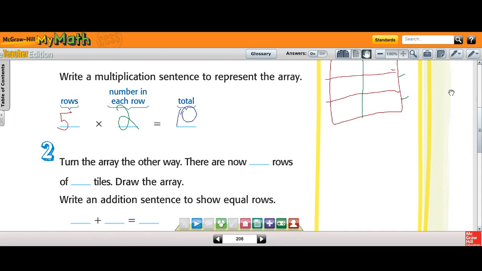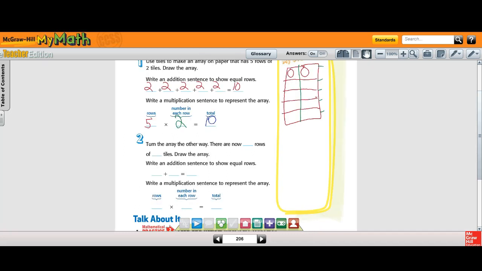I wish I could. So now it says they tell you to turn the array the other way. So now how many rows am I going to need? If I basically turn it 90 degrees. 2, yes, very nice. Now I need 2 rows. And how many in each row? 5 now. And the array should look like this.